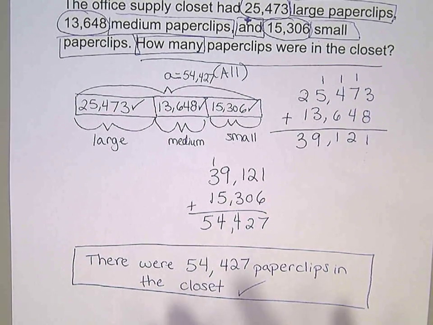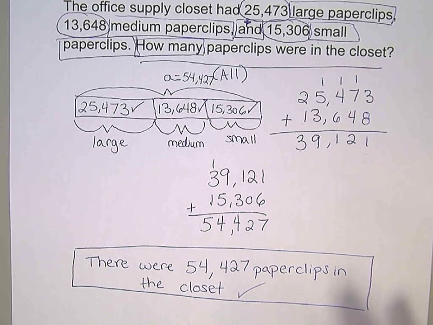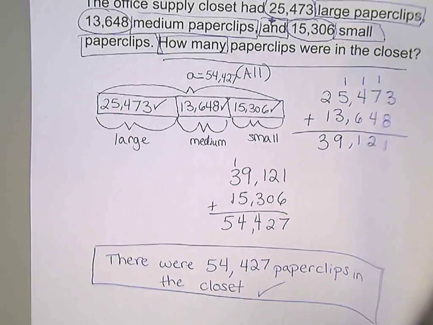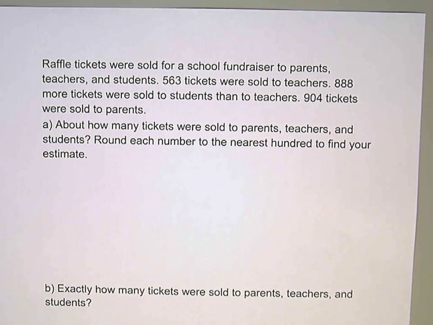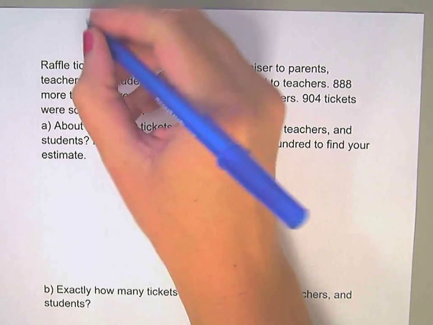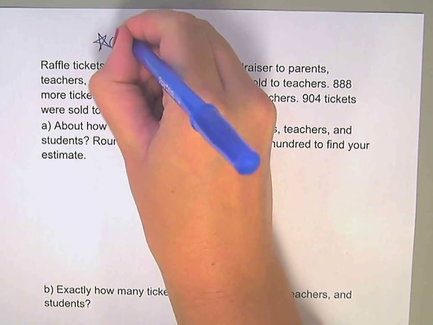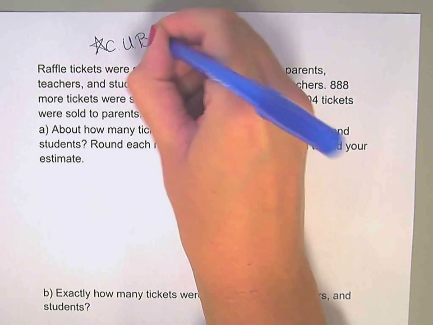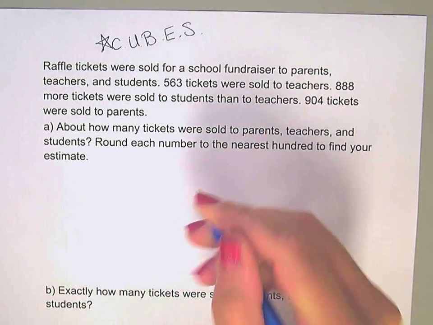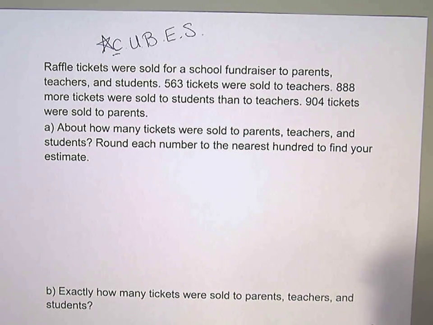This is fairly easy. Now I have to move on to a little bit of a harder one. So let's try this one. This one's going to ask me to do several parts. So once again, I'm going to always start with cubes. Okay, we're going to circle the important numbers.